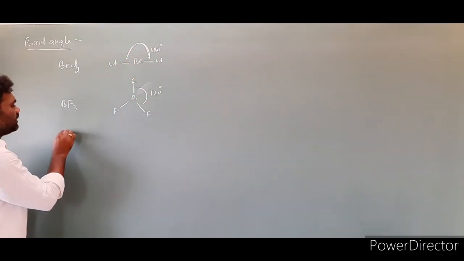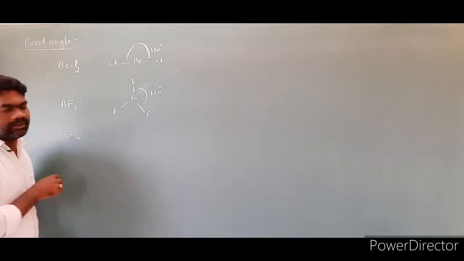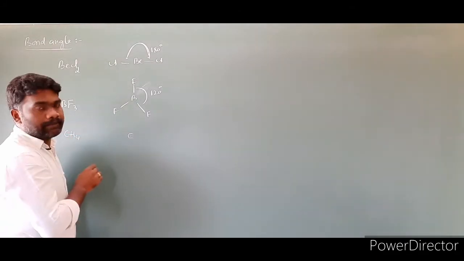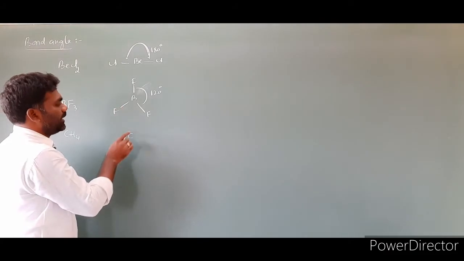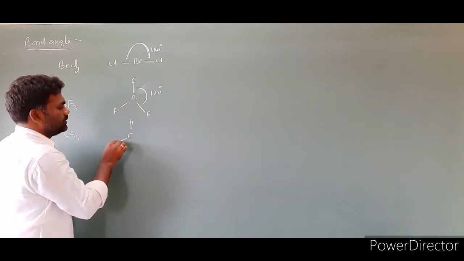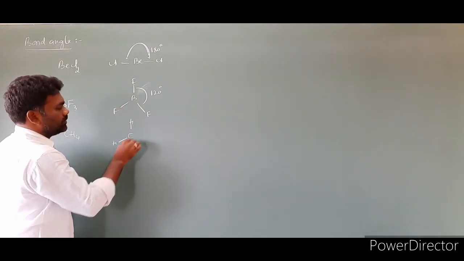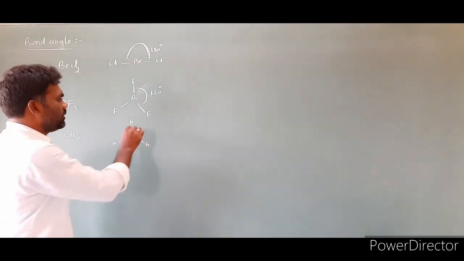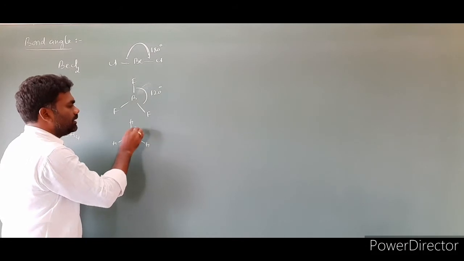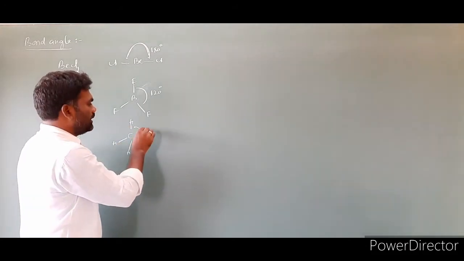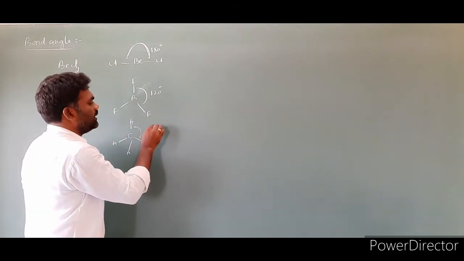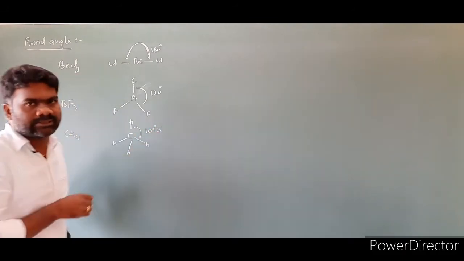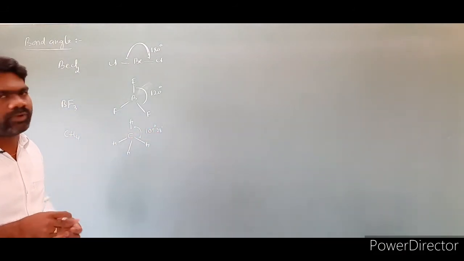You can take one more example. I am taking a CH4 molecule. Carbon is present at the center. Then there are 4 hydrogens. This is the first hydrogen, second, third, and this is the fourth hydrogen. For any two hydrogens you take, the bond angle between them is 109 degrees 28 minutes. So this is the bond angle between any two hydrogens.